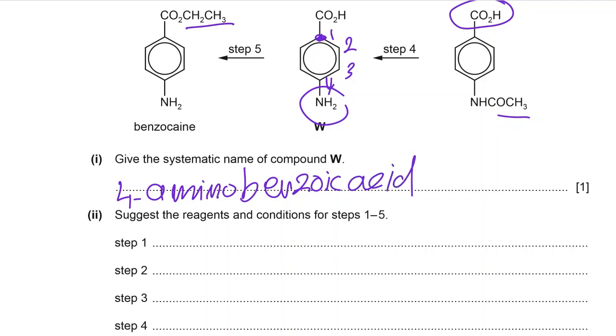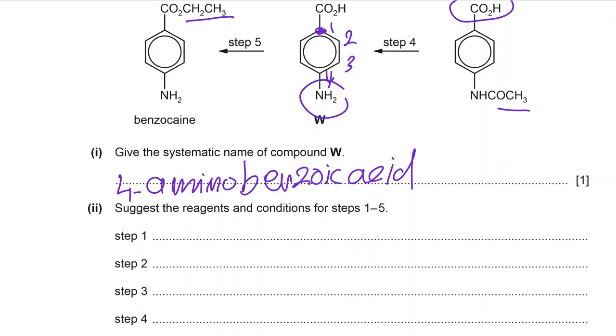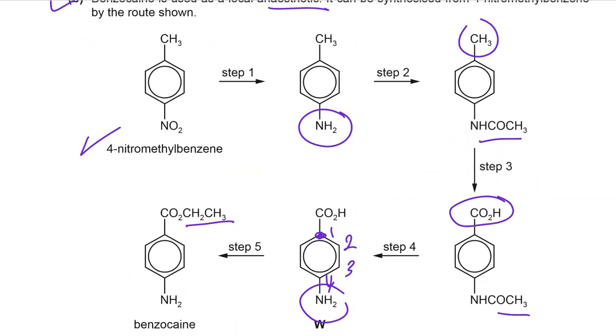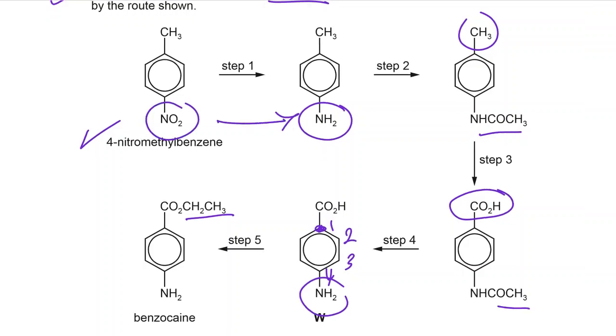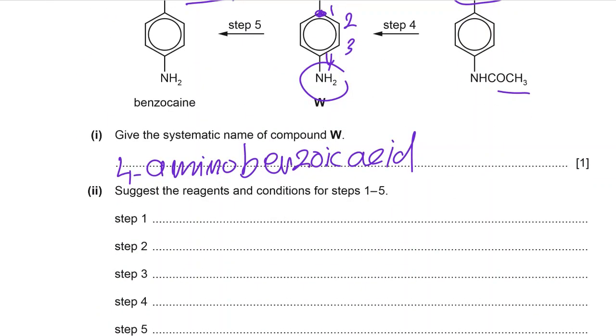Okay, benzene and carboxylic acid. Here in the next question: suggest the reagent and the condition for steps 1 to 5. In step 1, when you reduce the nitro group to the amino group, we need to use this reducing agent, which is tin with HCl.